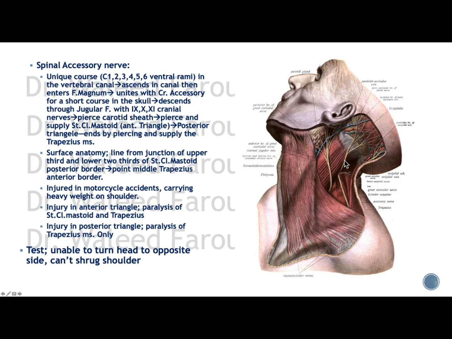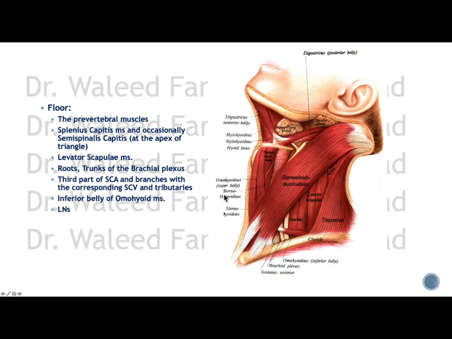Now, the spinal accessory, when it descends down to the neck, is accompanied by numbers 9, 10, and 12, the glossopharyngeal, vagus, and hypoglossal, respectively, inside the carotid sheath. Remember that the nerve has to be inside the carotid sheath high up in the neck. Then it pierces the carotid sheath, goes out, pierces the sternomastoid, then ends in the trapezius. Please do not skip this nerve. Spinal accessory is a very unique nerve.